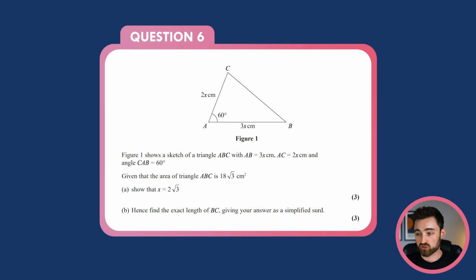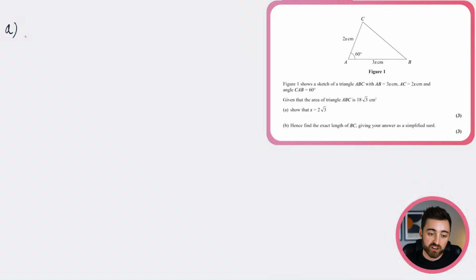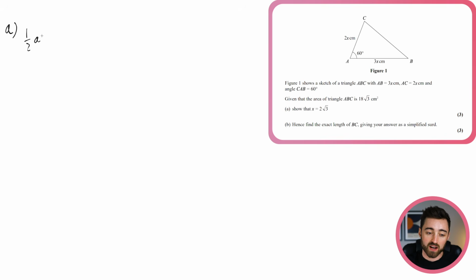Gives us the area of the triangle, find x. So essentially it's just saying, look, what is an equation that you can create using the information that the area is 18 root 3? Well, the area of a triangle is equal to a half AB sine C, where C is the angle in between the two lengths A and B. So we've got exactly that here, haven't we?